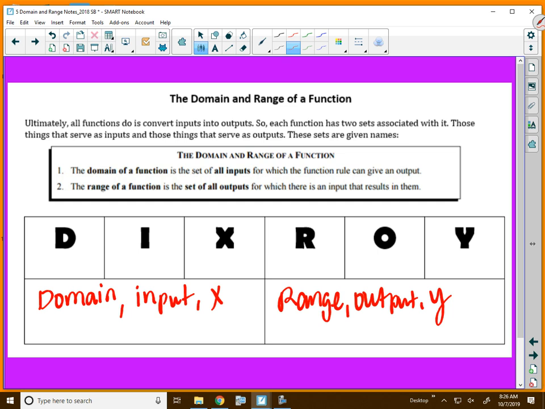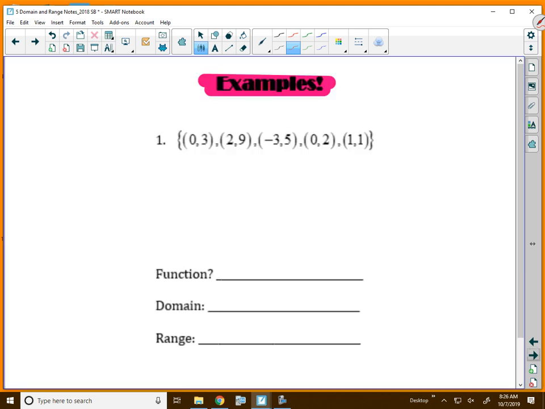So if I ask you to list the domain for me, what would you tell me? You would tell me all the x values. If I ask you to list the inputs for me, you list all the x values. Same thing for range and output. Okay, let's do some examples. So flip that page.